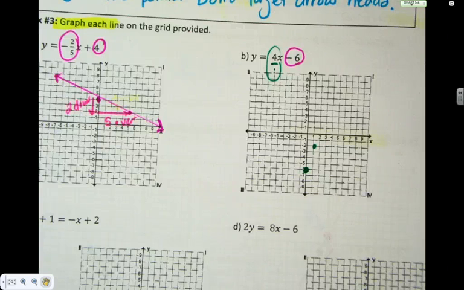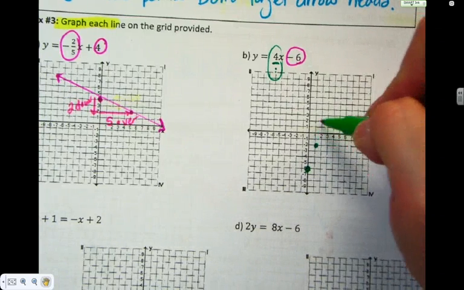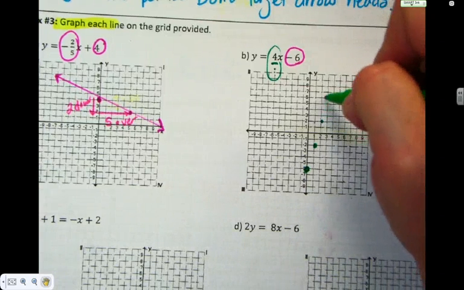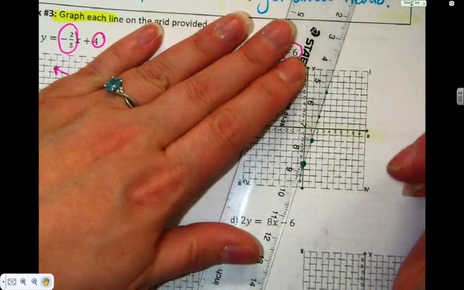If you find it hard drawing the line with 2 points, you can actually add more points. I'm going to go to that second point, and I'm going to count the slope again. 1, 2, 3, 4 up, and 1 over. Count again. 1, 2, 3, 4, 1 over. All the points should be on the exact same line.